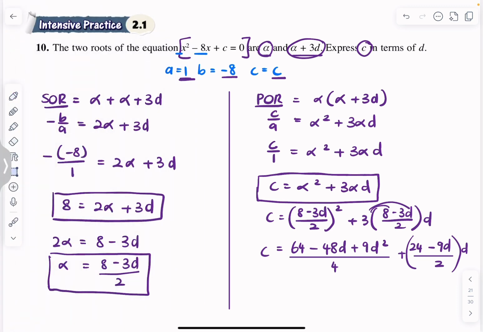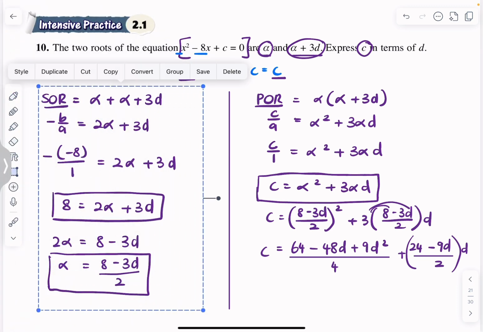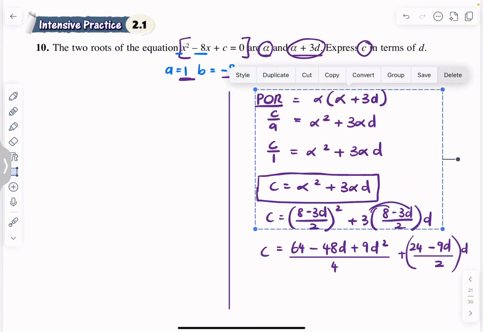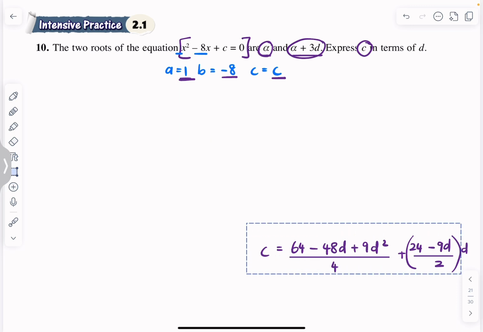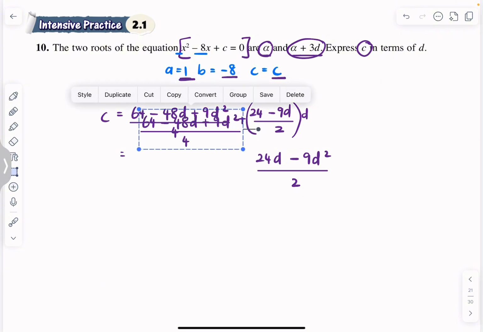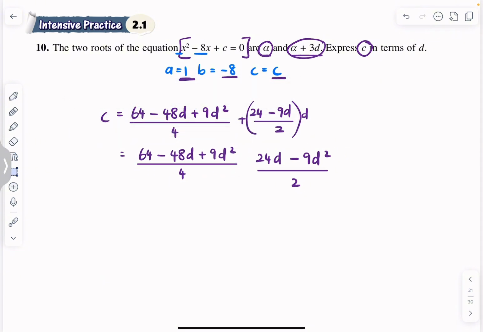Okay, let's clean up some space. Let's solve this. So here, if you multiply d inside, we will get 24d minus 9d square over 2. This one will remain. Just duplicate this here. Plus.